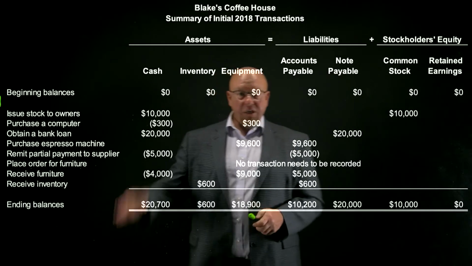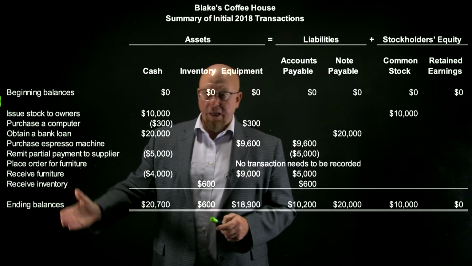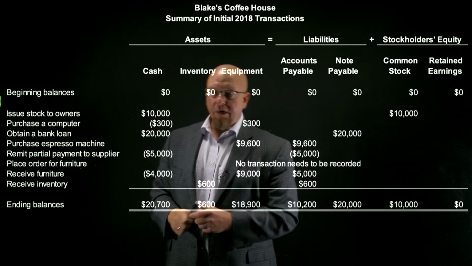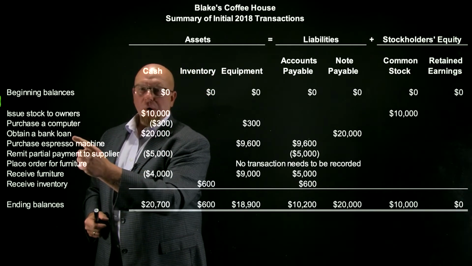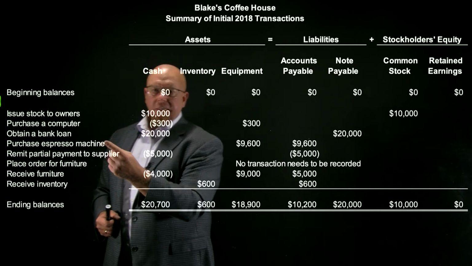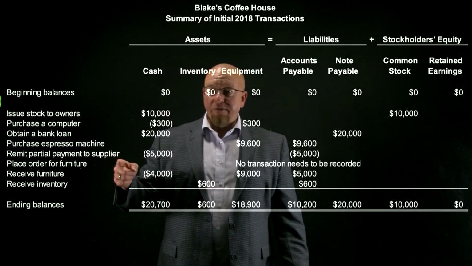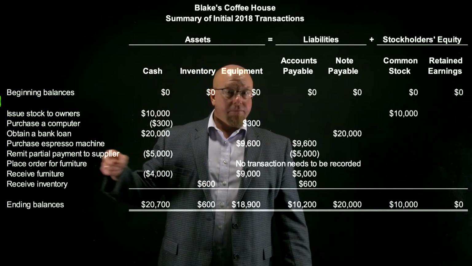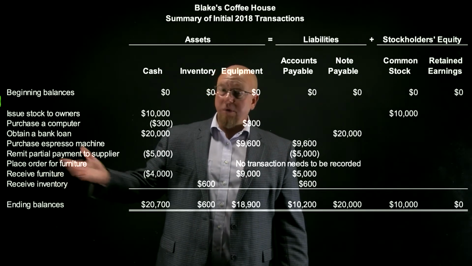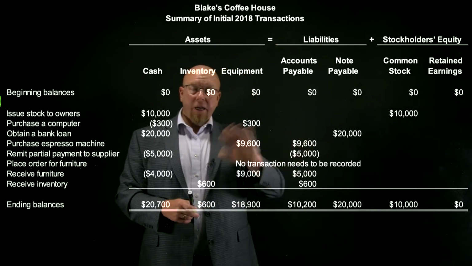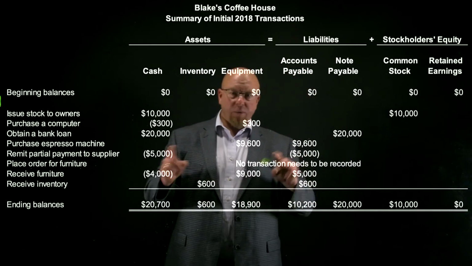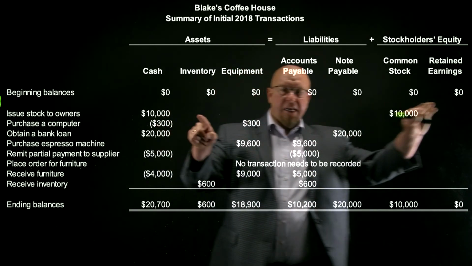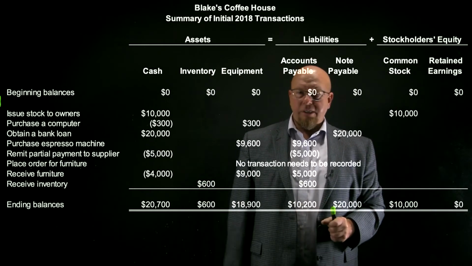What you can see is each one of those transactions that we just analyzed, they're all listed right here. Issuing stock to the owners, purchasing the computer, borrowing money from the bank, buying the espresso machine, paying for part of the espresso machine, ordering and receiving the furniture, and receiving some inventory. And if you go back and rewind this video, you'll be able to look at each one of these transactions and see how they play into this tabular representation.